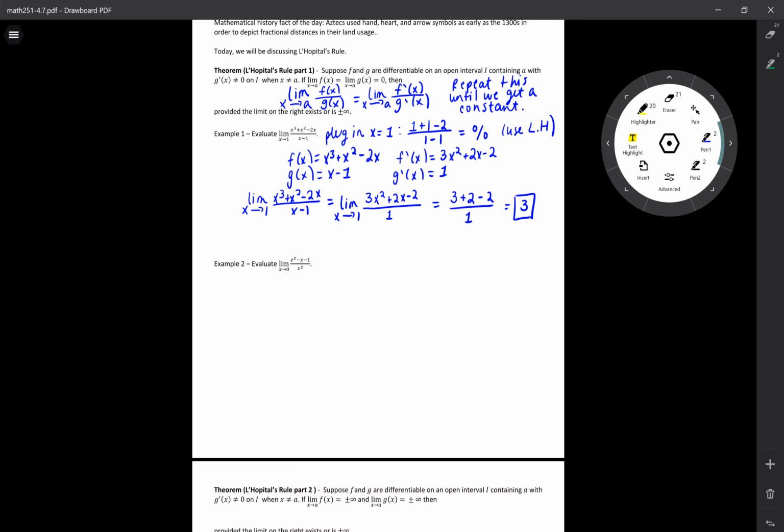All right, hopefully you've tried this on your own. First thing, we always check to see what actually happens if I plug in x equals 0. So we have the limit as x approaches 0 of (e^x minus 1) divided by x squared. If I plug in x equals 0, I get e to the 0 minus 1 divided by 0 squared. Well, e to the 0 is 1, so I get 1 minus 1, which is 0, divided by 0. And of course, this tells me that I need to use L'Hopital's rule.